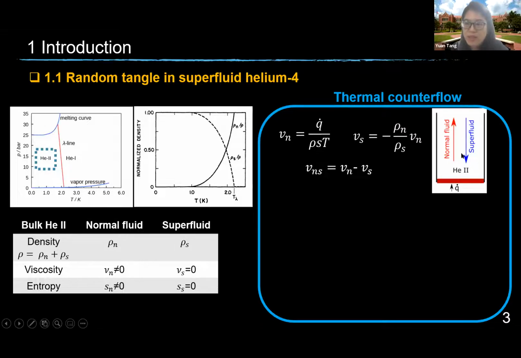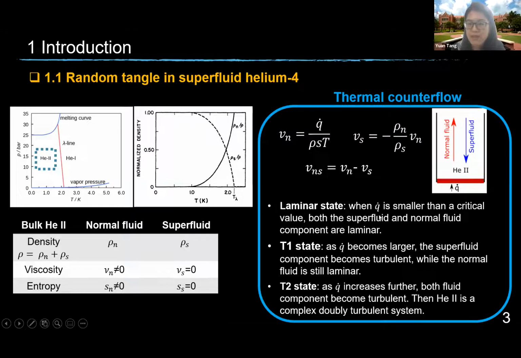For a channel filled with helium-2, as we apply some heat flux at a closed end, the normal fluid will flow away from the heater, and its velocity is proportional to this heat flux as given by this expression. Then the superfluid will flow towards the heater to compensate the fluid mass. As the heat flux is smaller than the critical value, both the fluid components are laminar. As the heat flux becomes larger, typically larger than 10 milliwatts per centimeter square, the superfluid component becomes turbulent, while the normal fluid is still laminar. Then we call this state the T1 state.